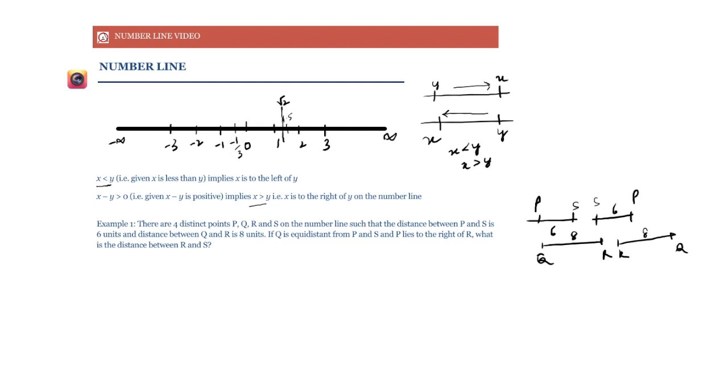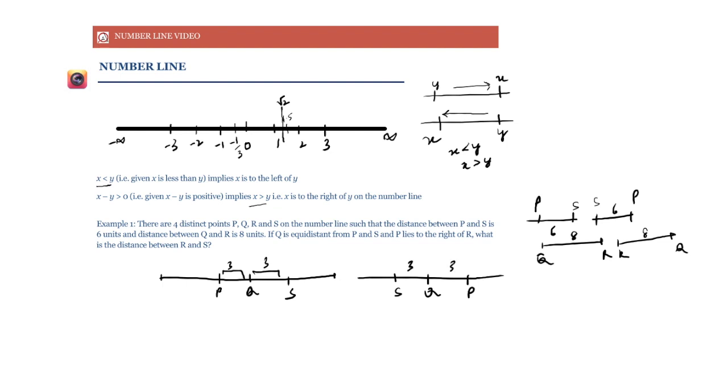Q is equidistant from P and S, and P is to the right of R. Okay, so let's draw this where we say Q is equidistant. So Q is in the middle of P and S, and we know the distance between P and S is 6. So it is either like this, where the distance between Q and S and between P and Q will be 3 each, because the total distance between P and S is 6, or it will be the flipped way, that is, S will be here and P will be here. Of course, the distance between them will be 3 each.